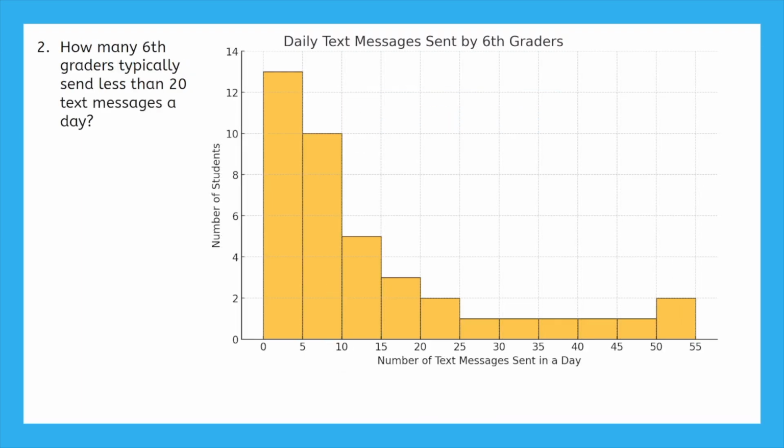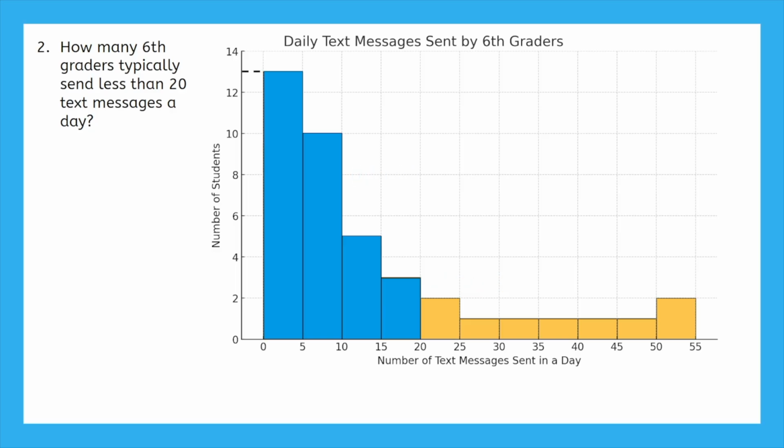For the next question, we need to figure out how many 6th graders typically send less than 20 text messages in a day. Since 20 is an overlapping value, which bin would exactly 20 messages belong in? 20 messages will go in the 5th bin, from 20 to 24. That said, which bins represent less than 20 text messages? The first 4 bins all represent less than 20 text messages, from 0 to 19. Now what do we need to do? Yeah, we need to add up the number of 6th graders in all 4 bars.